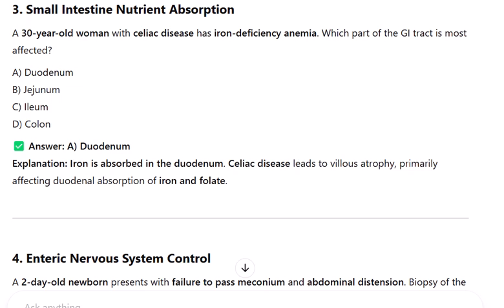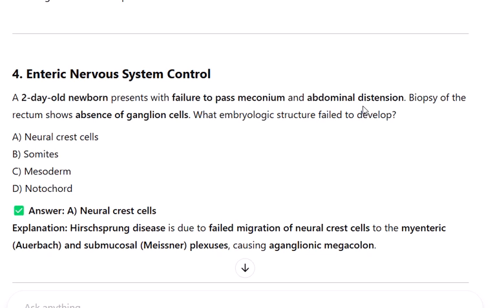4. Enteric nervous system control. A 2-day-old newborn presents with failure to pass meconium and abdominal distension. Biopsy of the rectum shows absence of ganglion cells. What embryologic structure failed to develop? A. Neural crest cells. B. Somites. C. Mesoderm. D. Notochord. Answer A.